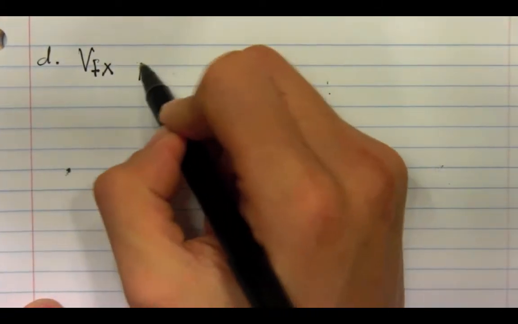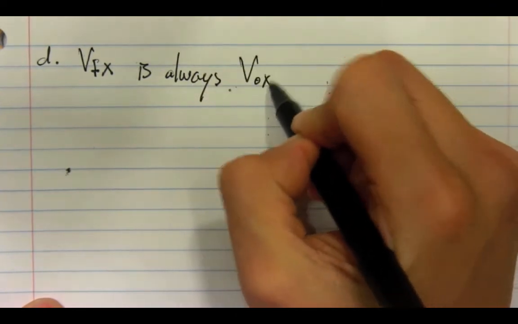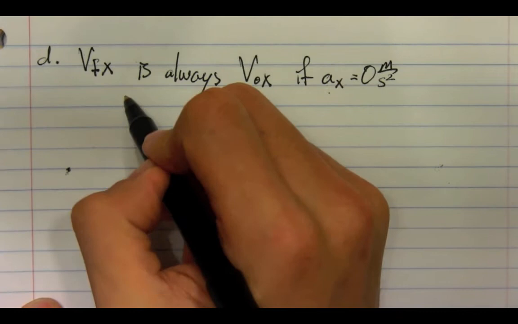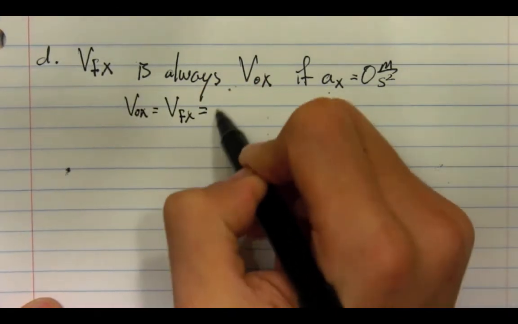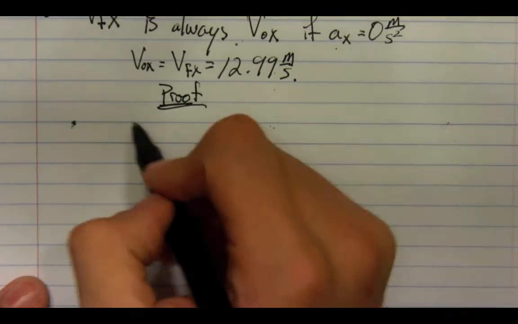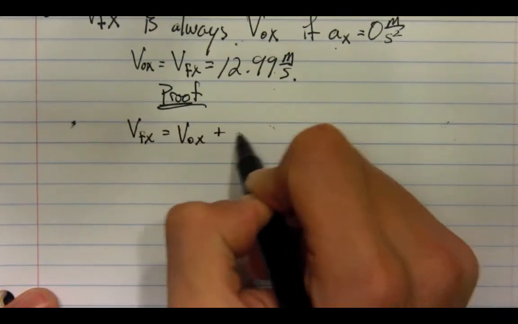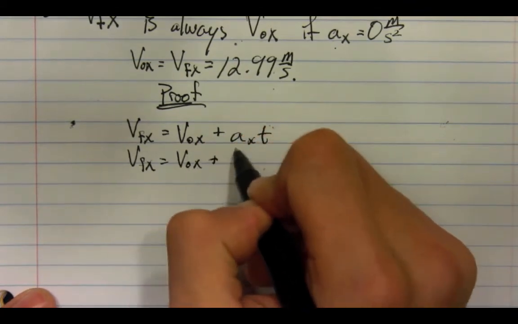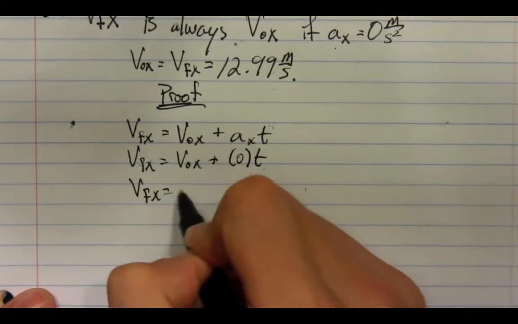Now, Vf of x is always the initial velocity if a sub x is 0 meters per second squared, meaning that it doesn't speed up or slow down unless there's air resistance, or stated otherwise. Here's a little proof to show that my V0x and my Vf of x are both 12.99.